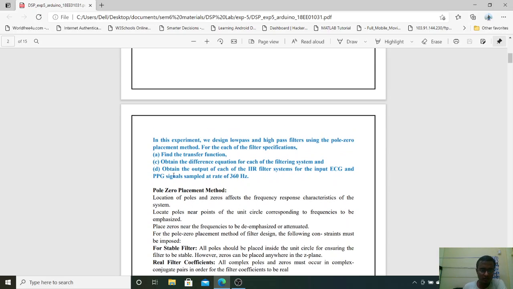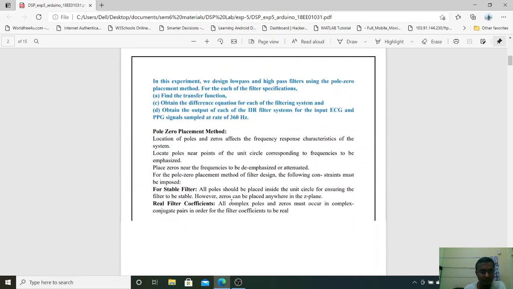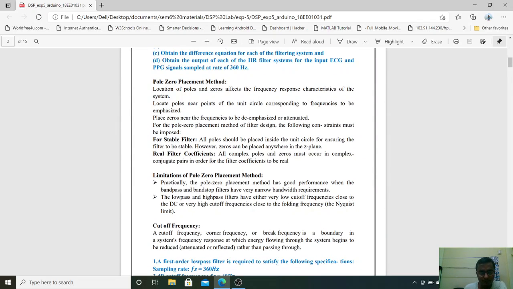The main idea is, first of all, we will draw the frequency response of our desired filter based on our requirement, and then from there we will see where we should keep the poles and zeros of the transfer function. After putting the poles and zeros we can get the transfer function H of z, and by taking the inverse z transform we can get the difference equation. This is basically the main idea. So first of all, let us understand the pole zero placement method.